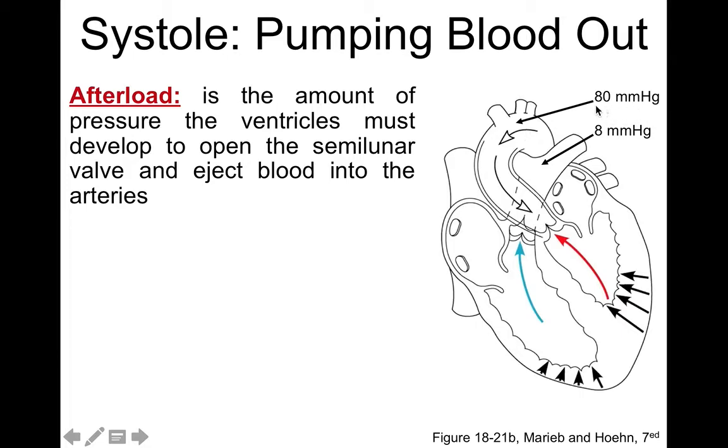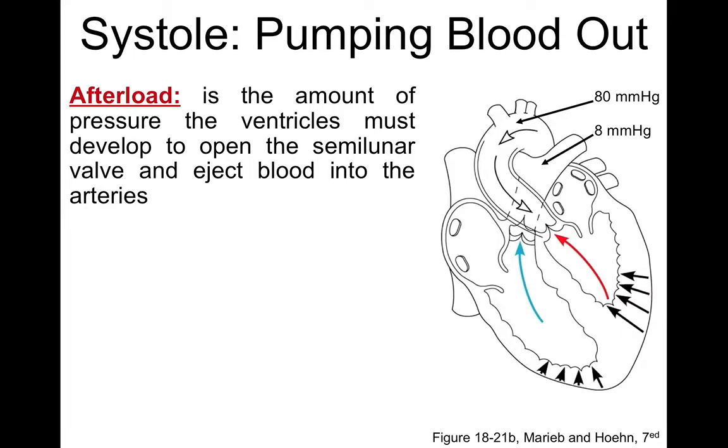Its diastolic pressure is around 80 millimeters mercury. So the ventricles have to generate more than 80 millimeters mercury to open up the semilunar valves to eject the blood into the arteries. And this pressure is referred to as afterload. The ventricles have to generate a certain amount of pressure that is above 80 millimeters mercury to push open these valves to eject blood. This is afterload.